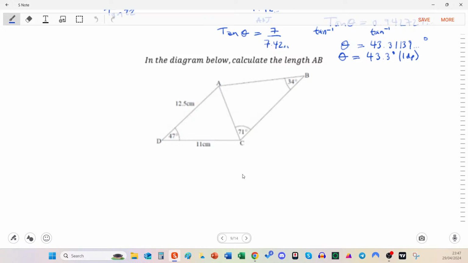So last question. In the diagram below, calculate the length AB. Okay, we can do that. So let's focus. There's AB. You'll notice that none of these are right angle triangles. That means that we're going to be using more advanced methods, either the sine rule or the cosine rule.